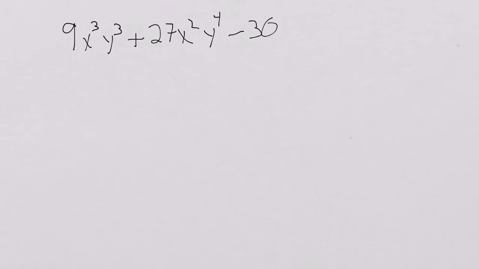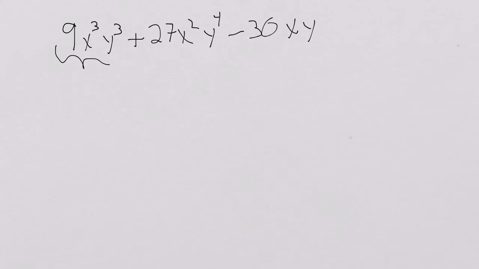All right, so we're going to look at a little bit more of a difficult one. Let's just say 9x cubed y cubed plus 27x squared y to the fourth minus 30xy. Now it's going to be the same procedure to factor out the greatest common factor.